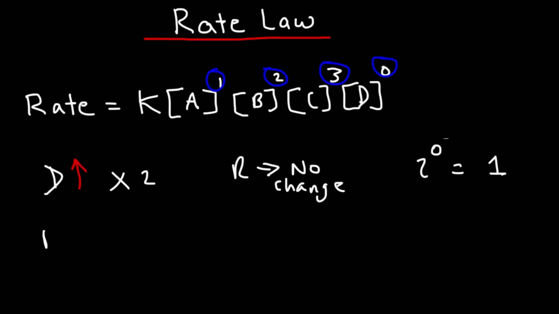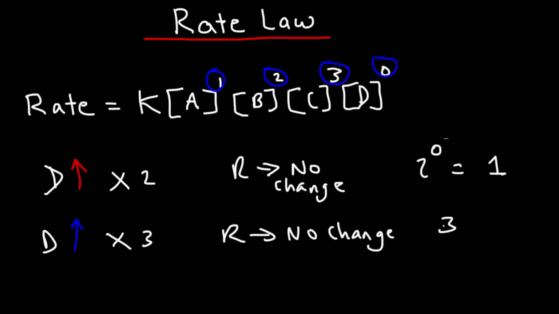It doesn't matter how much we change D. Let's say if we were to increase D by a factor of 3, the rate will still not change. There's going to be no change in the rate of the chemical reaction. 3 to the 0 is 1. So the rate of the reaction doesn't depend on a concentration with a 0 order.